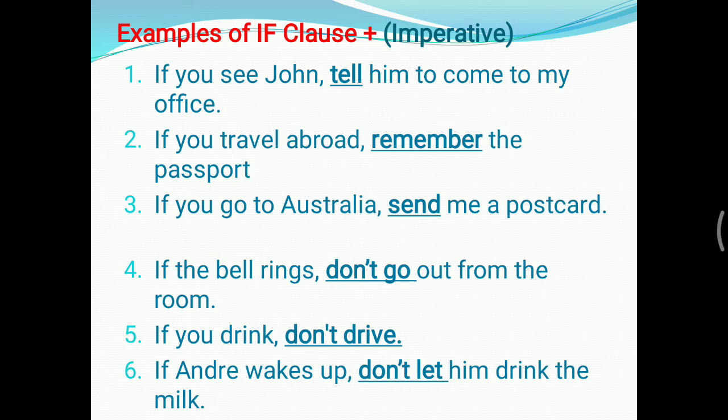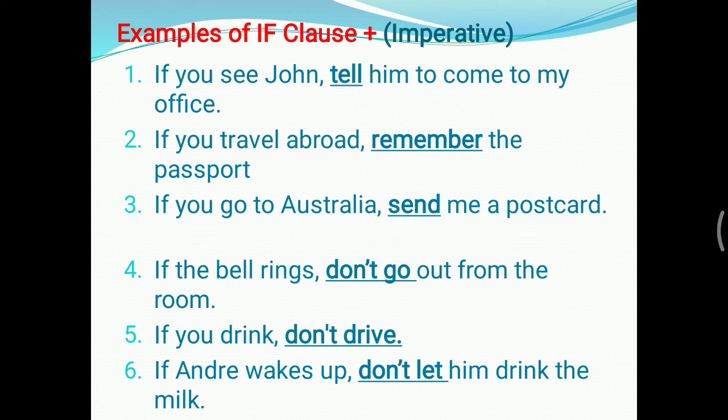Second one, if you travel abroad, remember the passport. Jika kamu jalan-jalan ke luar negeri, ingatlah paspor. Number 3, if you go to Australia, send me a postcard. Jika kamu pergi ke Australia, kirimkan saya sebuah postcard. 4, if the bell rings, don't go out from the room. Jika belnya berdering, jangan keluar dari ruangan.